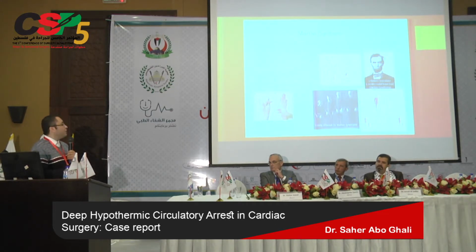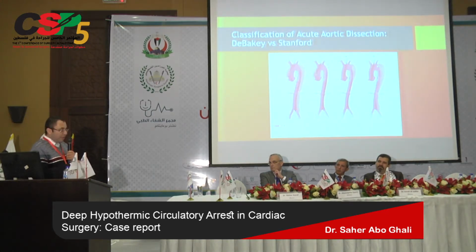And one famous patient was Abraham Lincoln, who had Marfan syndrome. So the aortic dissection is classified as type A or type B, or the DeBakey classification in types 1, 2, 3A, and 3B. We use the Stanford classification because if the ascending aorta is involved, it's type A and it is a matter for cardiac surgery. If the ascending aorta is not involved, it is not a cardiac surgery matter, and it is type B.